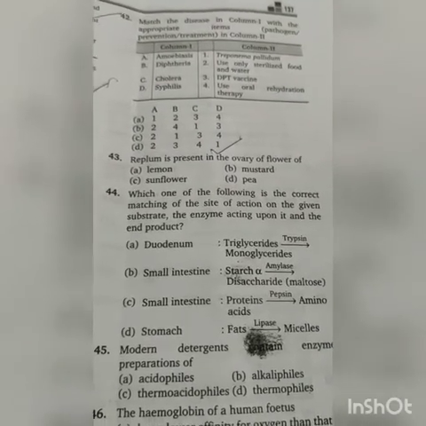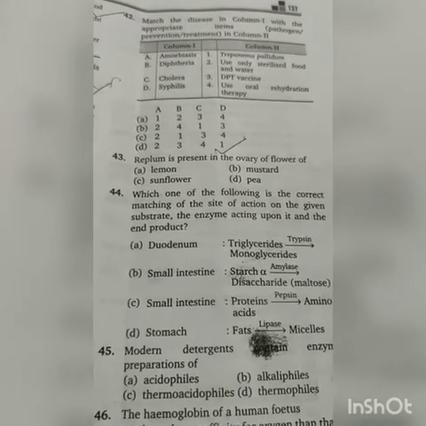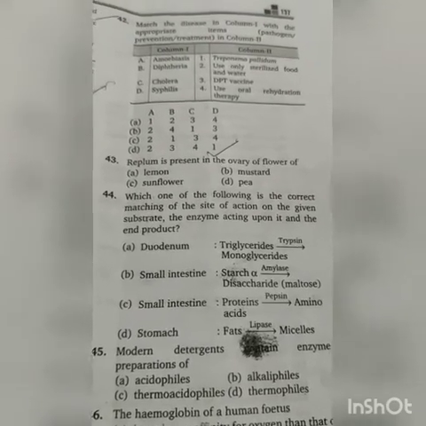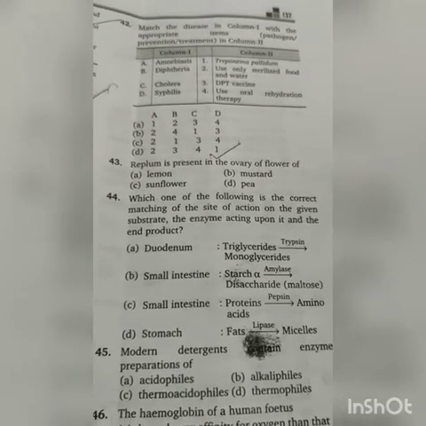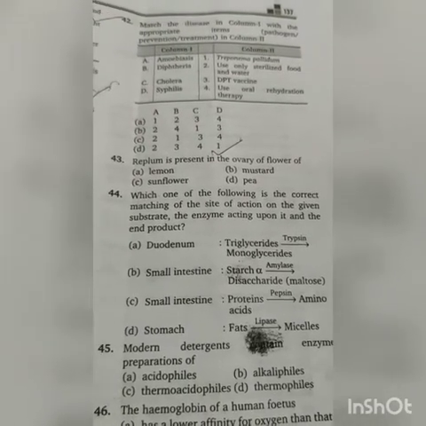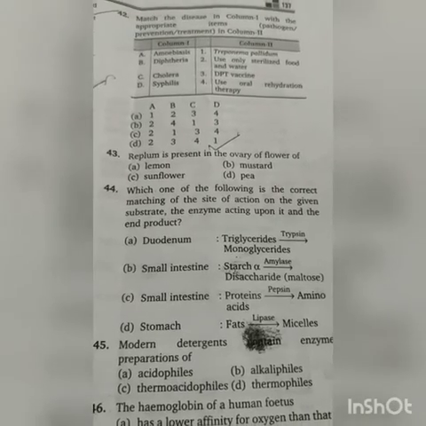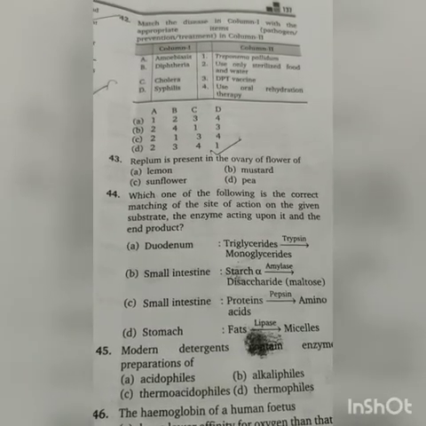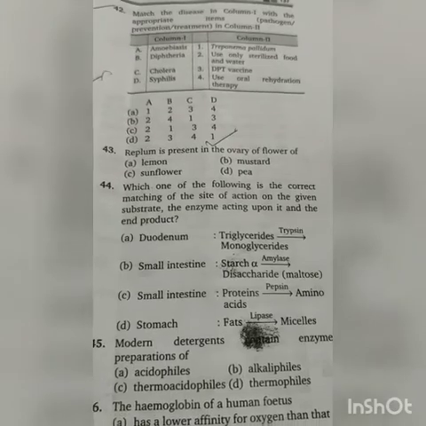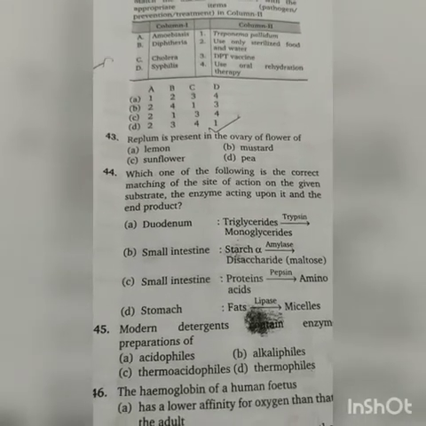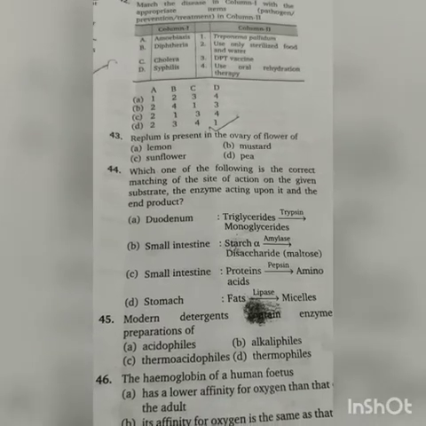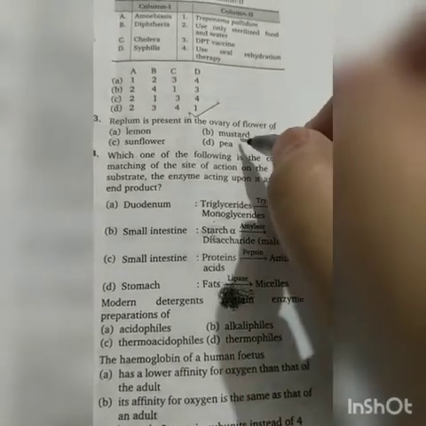Diphtheria can be prevented by DPT vaccine. Cholera is treated using oral rehydration therapy, and D, syphilis is caused by Treponema pallidum. Now question number 43. Placenta is present in the ovary of flower of. So our correct option is mustard.